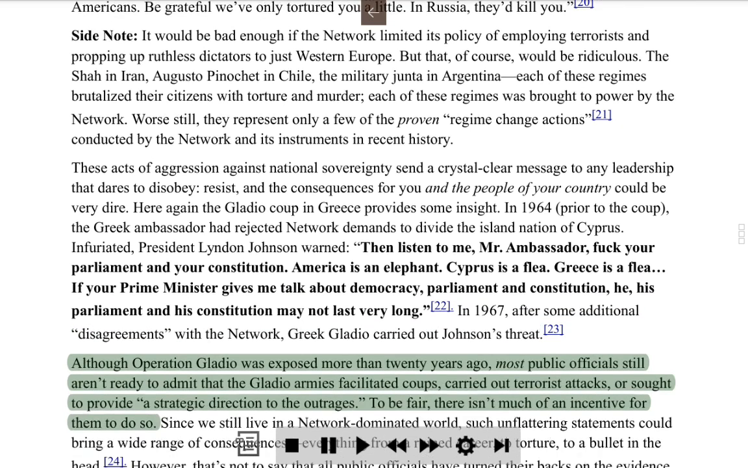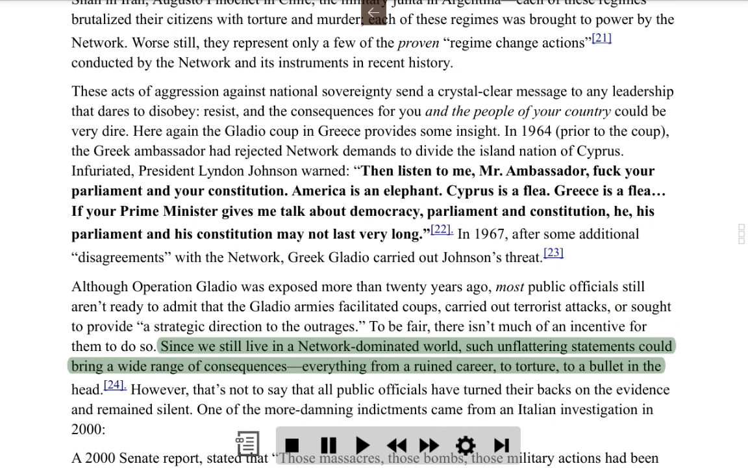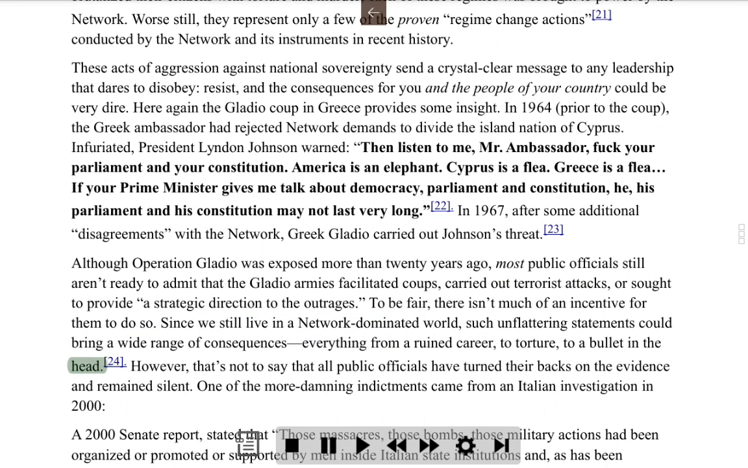23. Although Operation Gladio was exposed more than 20 years ago, most public officials still aren't ready to admit that the Gladio armies facilitated coups, carried out terrorist attacks, or sought to provide a strategic direction to the outrages. To be fair, there isn't much of an incentive for them to do so, since we still live in a network-dominated world. Such unflattering statements could bring a wide range of consequences, everything from a ruined career, to torture, to a bullet in their head.